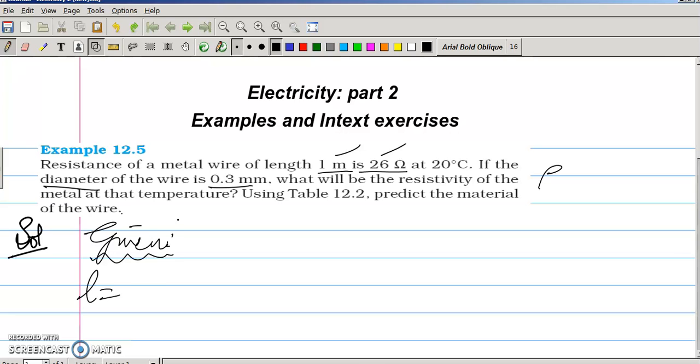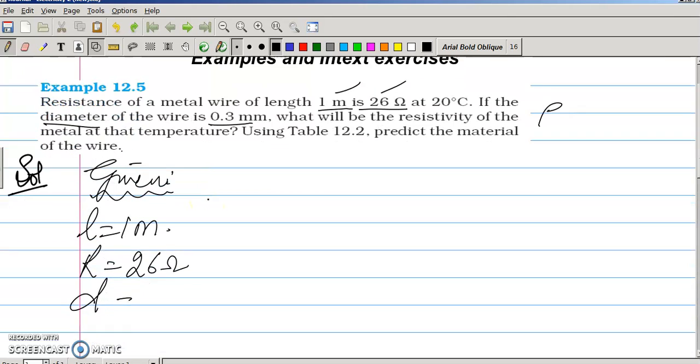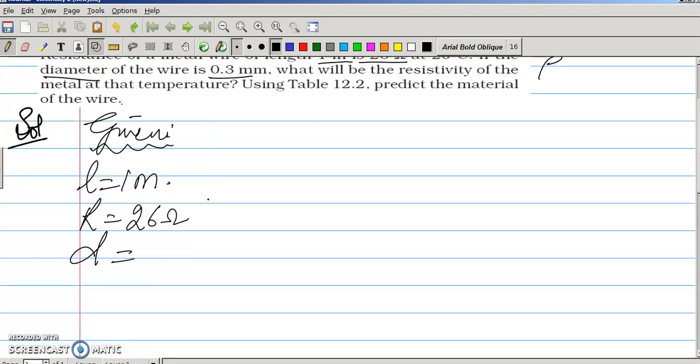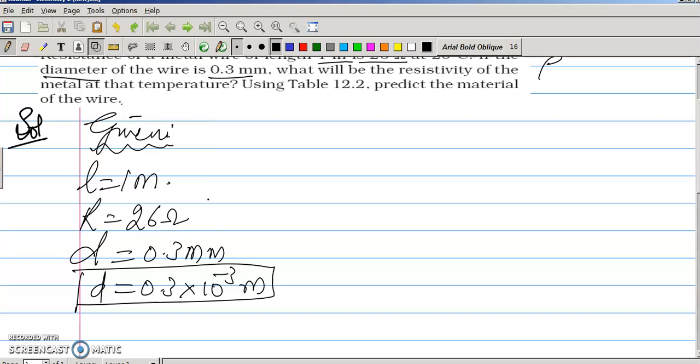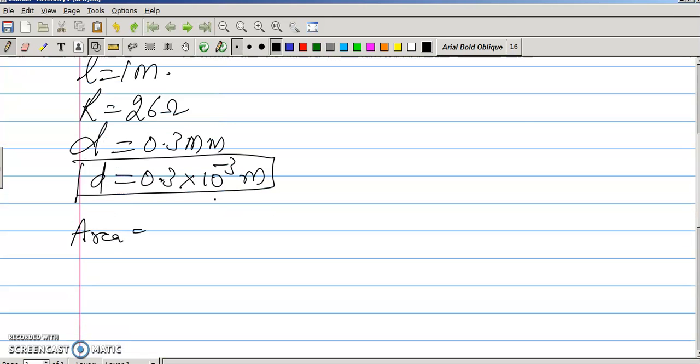Now, what is given to us? Length is given to us, and the resistance is given to us. Then he has given us the diameter. It's given in millimeter, so we'll convert that into meter. Then next we'll find out the area. Area is not given to us, so we need to find the area.